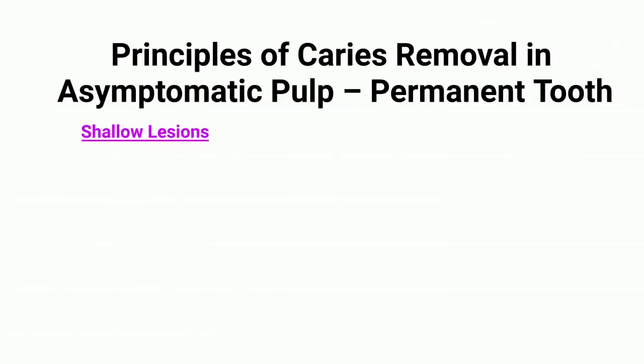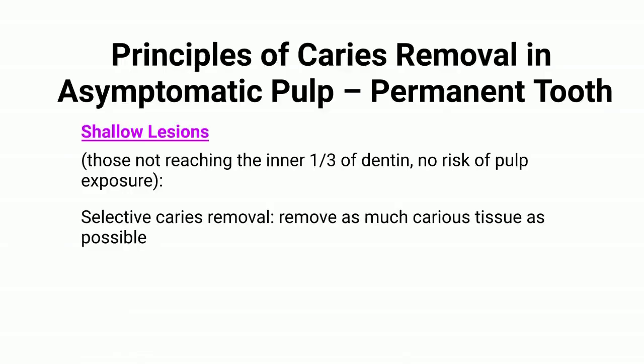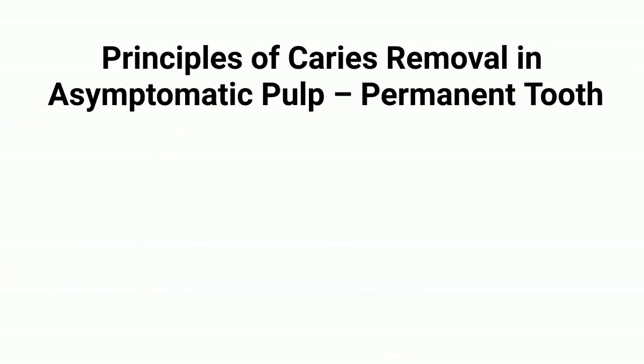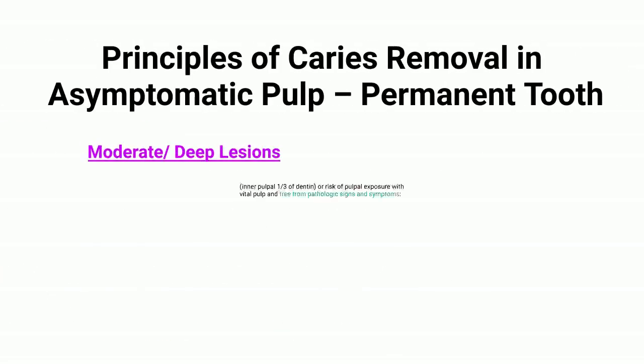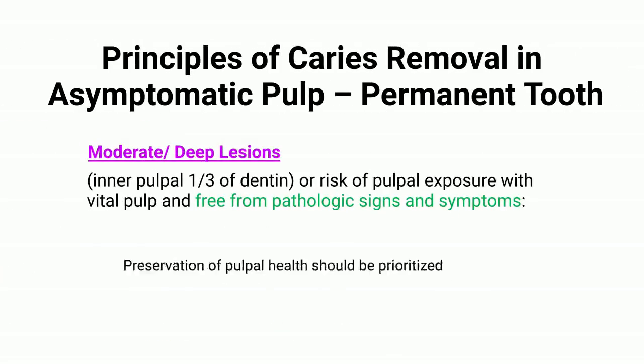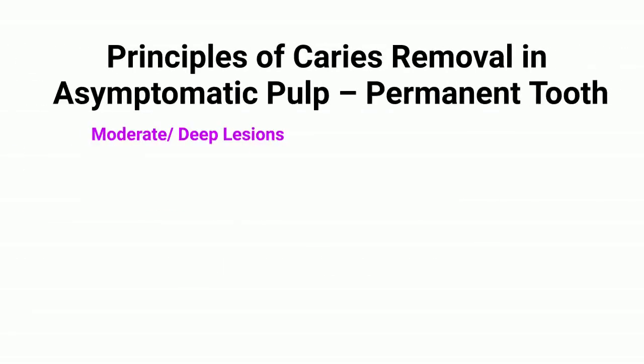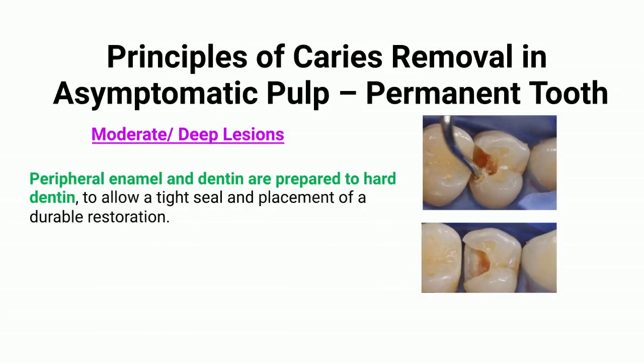When we remove caries for a direct restoration, we need to make sure the tooth is asymptomatic and pulpal diagnosis should be normal. If the caries is shallow, we can remove as much caries as possible. In a moderate or deep caries, the pulpal diagnosis should also be normal. In these cases, we need to prioritize to avoid exposing the pulp during the caries removal procedure. In areas that are close to the pulp, we can leave leathery dentin.